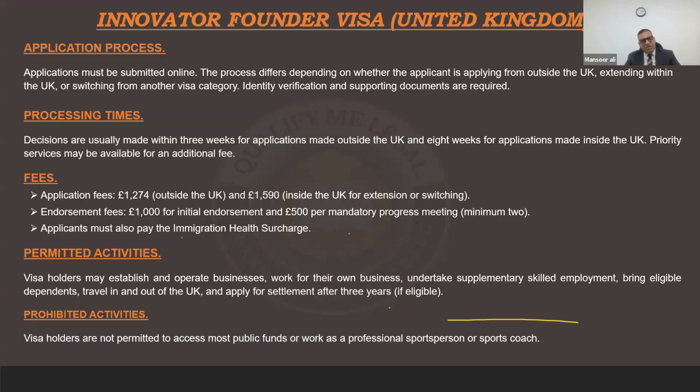So you can come and go, yes, but you need to explain to the Home Office before applying for indefinite leave to remain that I have established my business in the UK. I have executed the whole business plan, and you need to satisfy the endorsing body that you are on track, and thereafter you can apply straight away for indefinite leave to remain.